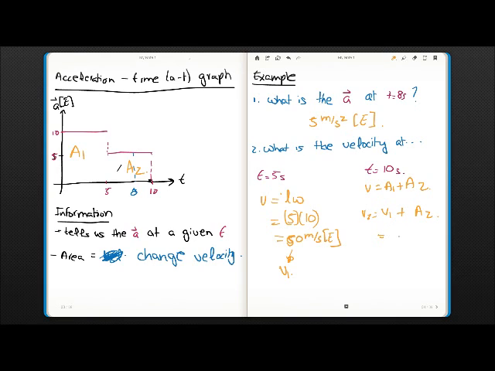So a2 equals acceleration times time, so that will be length times width again, and that is 50 plus 5 times 5, because the time is 10 minus 5. I'm always skipping that. So giving us 50 plus 25, giving us a final velocity of 75 meters per second, again direction wise east.